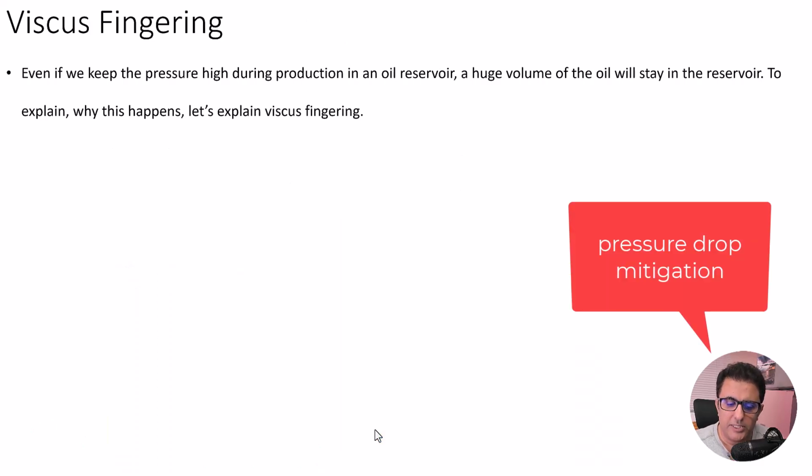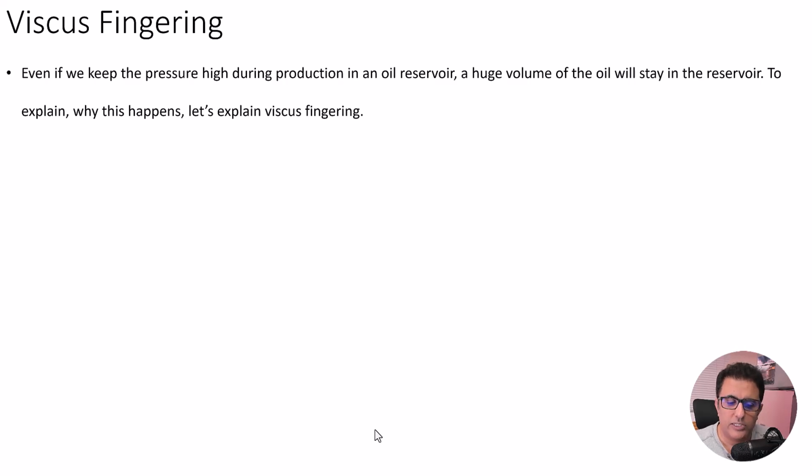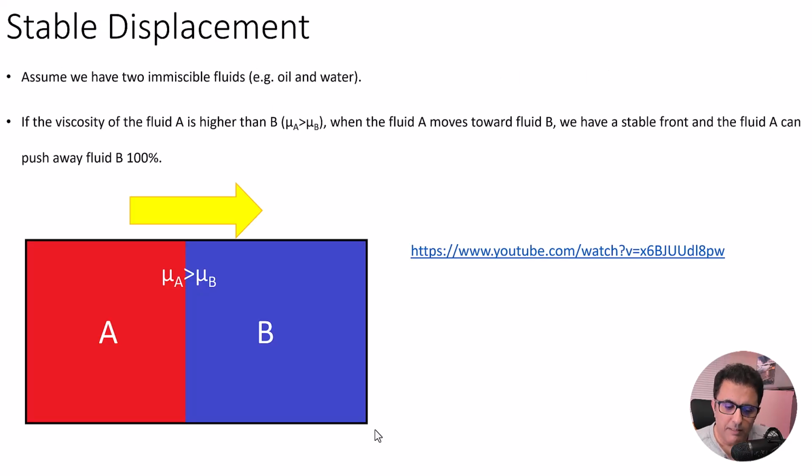So in order to better understand what we do in enhanced oil recovery, first let me introduce viscous fingering. That is a very interesting physical phenomenon that happens at the boundary of two immiscible fluids. Assume that we have two different fluids, and these fluids are immiscible, which means that they cannot mix with each other or dissolve into each other. An example is water and oil.